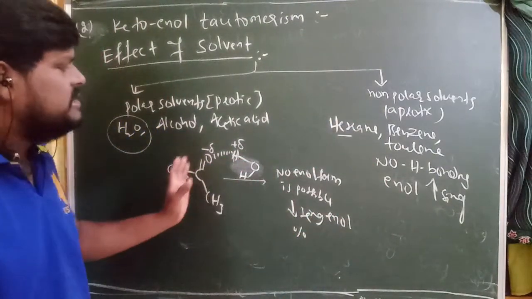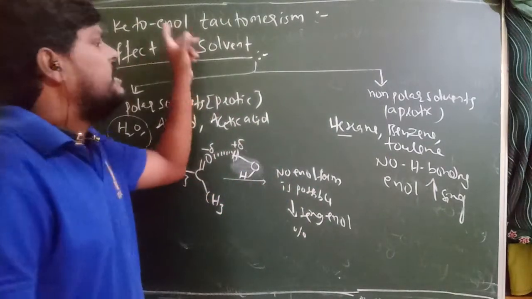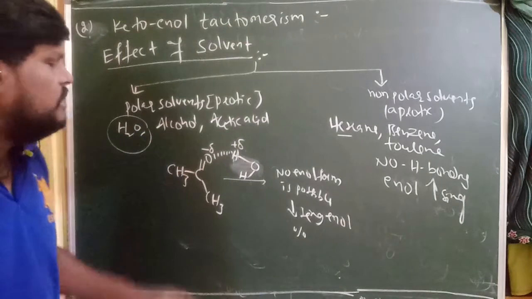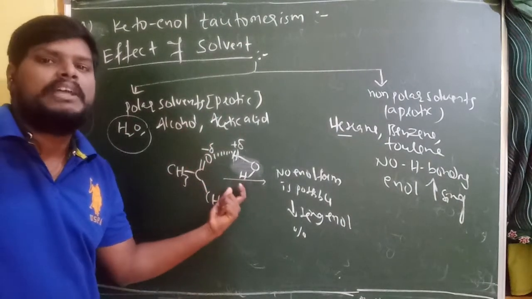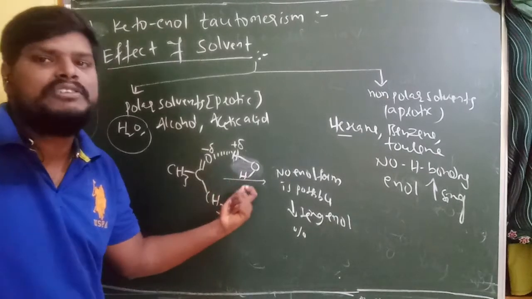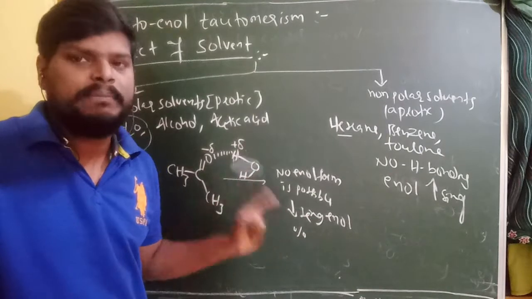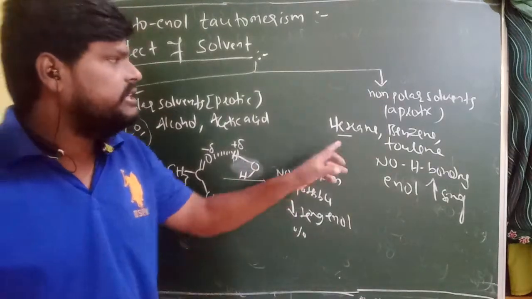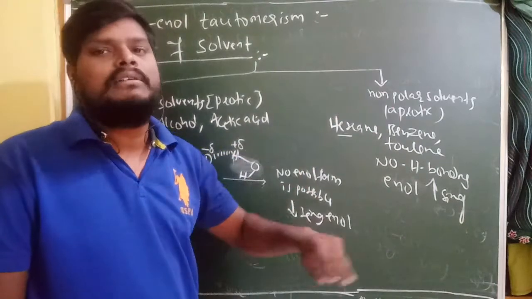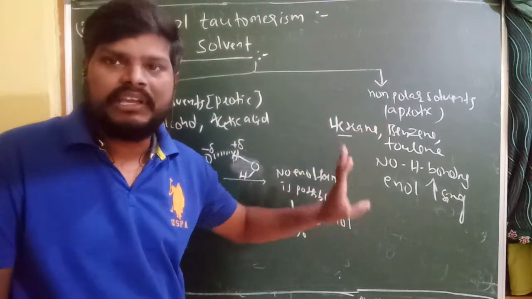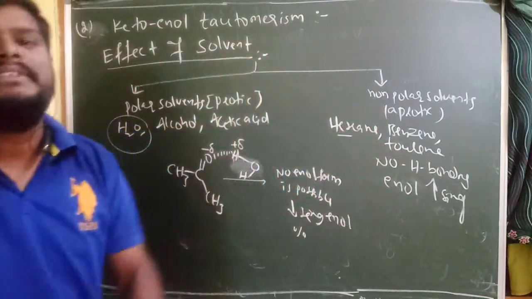Right. So this is the explanation for the effect of solvent in keto enol tautomerism. Once again, what happens here with polar solvent and a C double bond O group? Intermolecular hydrogen bonding is possible. That's why the enol form is less stable. That's why the enol content percentage decreases. But when the same carbonyl compound of keto form is along with non-polar solvents, no hydrogen bonding is possible. That's why the enol form is more stable. That's why the enol content percentage increases.